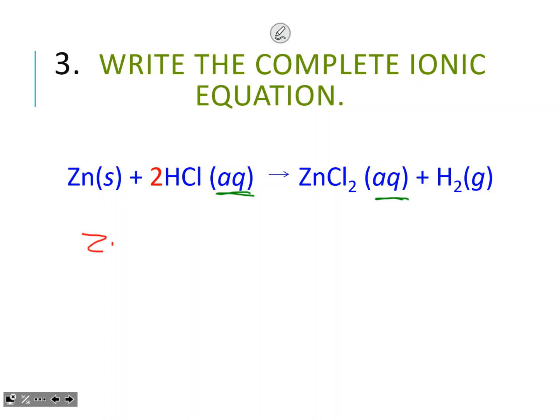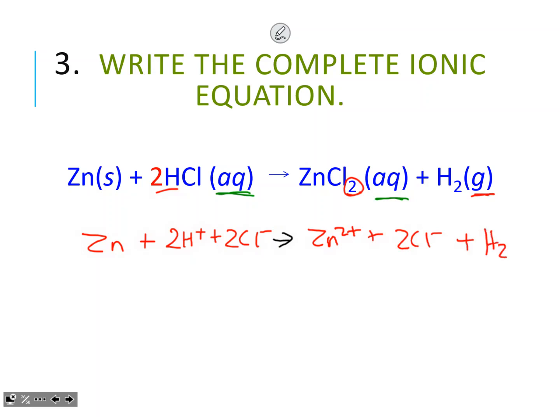So we get zinc plus 2H+ and 2Cl⁻, breaking apart into its ions, like so. Zinc chloride is a soluble ionic compound, so it's also going to break apart. So we get Zn2+. And remember, when that particular formula unit breaks apart, you end up getting 2 chlorides out of that. So you need to balance the chlorides in front. Hydrogen is a gas, and solids, liquids, and gases stay together. You do not separate them.